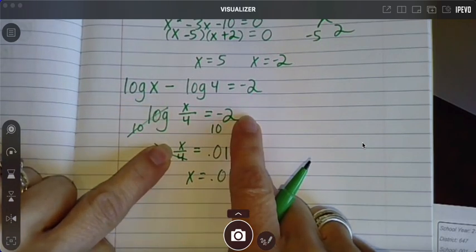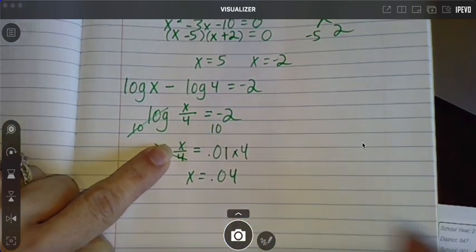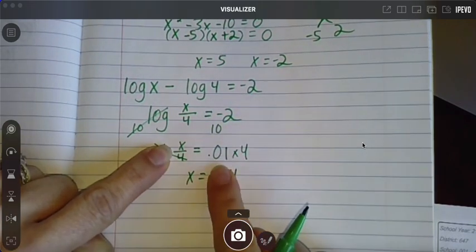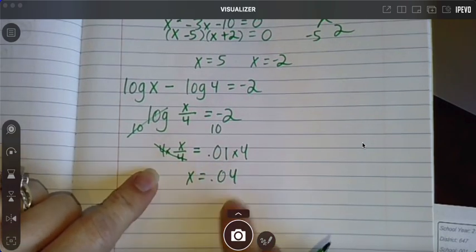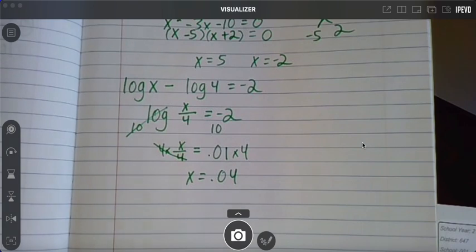10 to the negative 2, if I type it in my calculator, or if I think about my exponent laws, it's 1 over 100, or 0.01. And then to finish solving, I multiply by 4. And that's my answer. Let me do, let's see, I'll do number 46. And y'all can do 48.